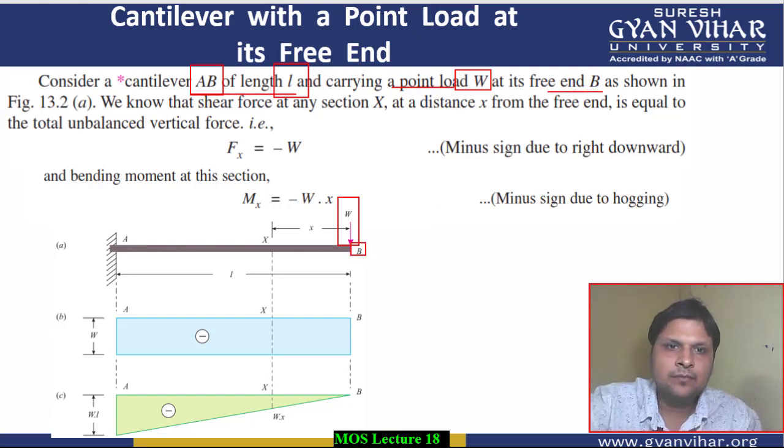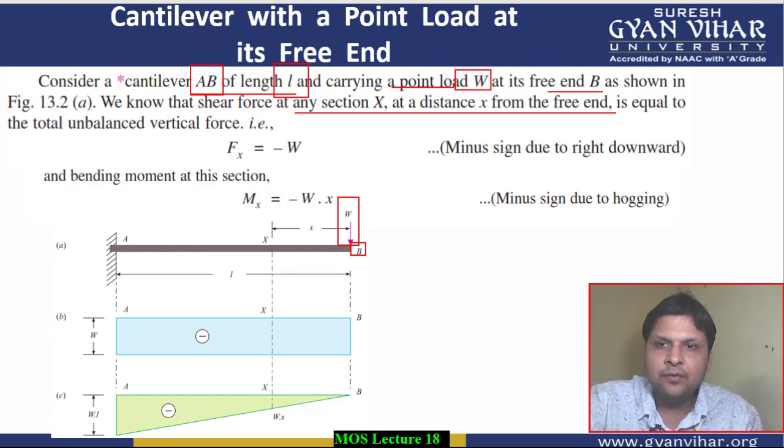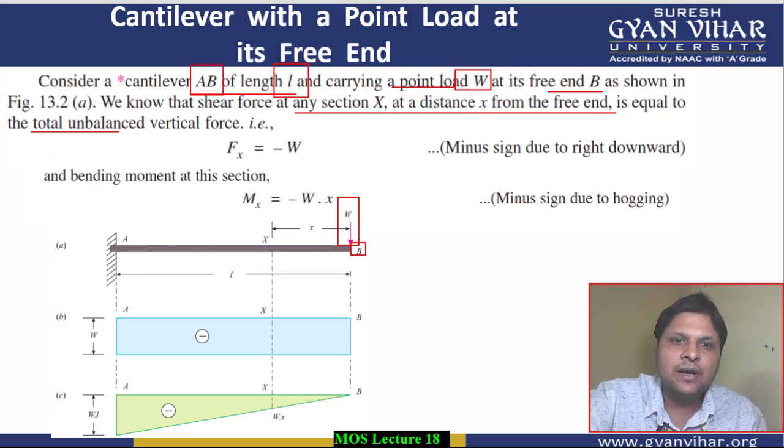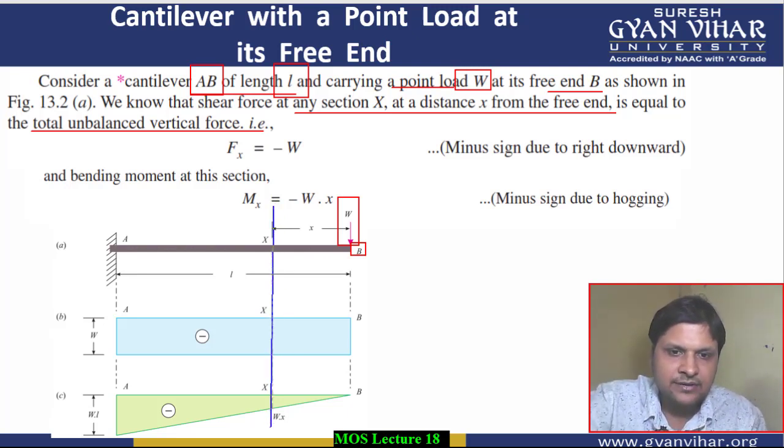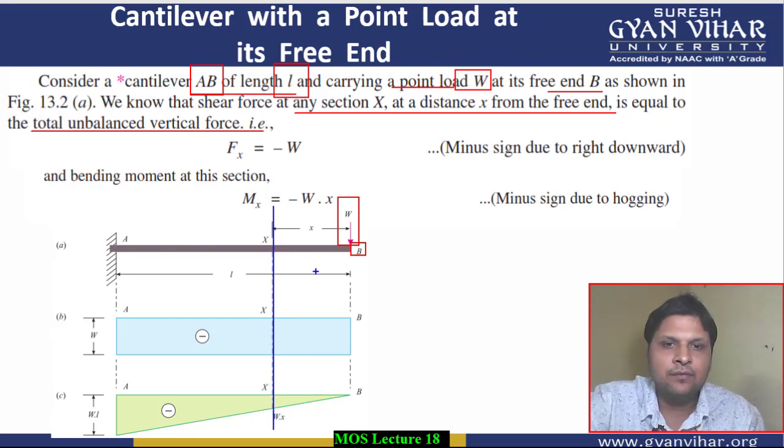Alright. Then we know that the shear force at any section at a distance x from the free end is equal to the total unbalanced vertical force. This means that if you are taking any section, let me draw the section. Let this be the section where we want to find the value of shear force, and let this section be at a distance of x from this point B.